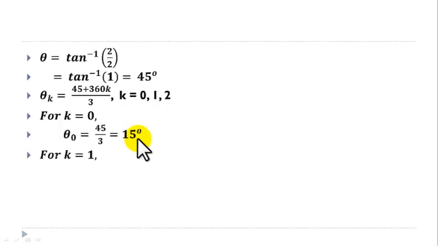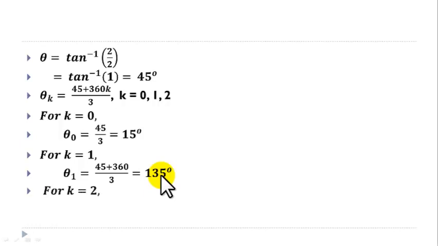For k equals 1, we have theta 1 equals 45 plus 360 times 1 all over 3, that is 45 plus 360 all over 3, and this will give us 135 degrees. And for k equals 2, we have theta 2 equals 45 plus 360 times 2 all over 3, that is 45 plus 720 all over 3, and this will give us 255 degrees.